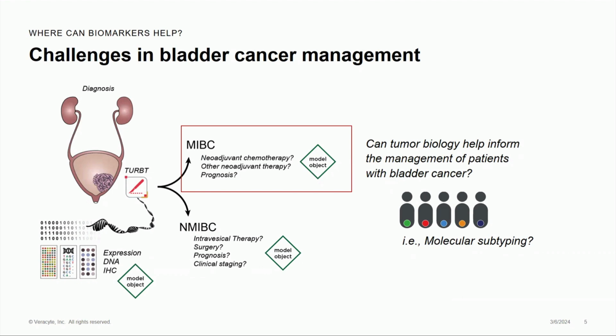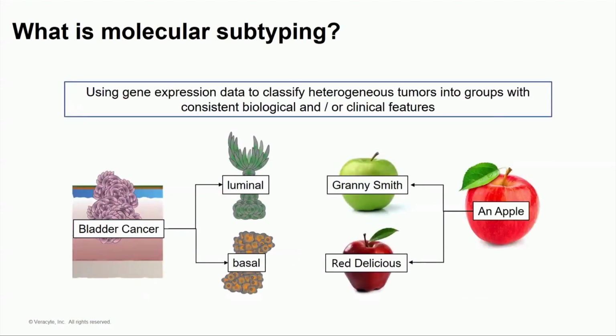This is an area I spent a lot of time in, so hopefully I can answer any questions you have regarding this. At the highest level, for those of you who may not be familiar, what is molecular subtyping? It's just a way to bucket patients into a group. This uses gene expression data primarily. Since bladder cancer tumors are so heterogeneous, this can give us a lot of information. And we find using molecular subtypes that you can have very consistent biological and clinical features associated with any given group or subtype.